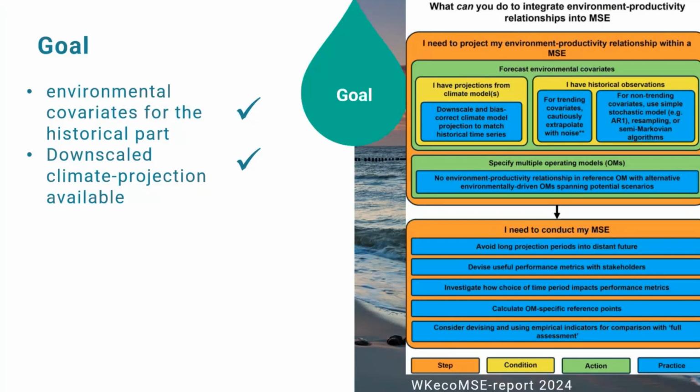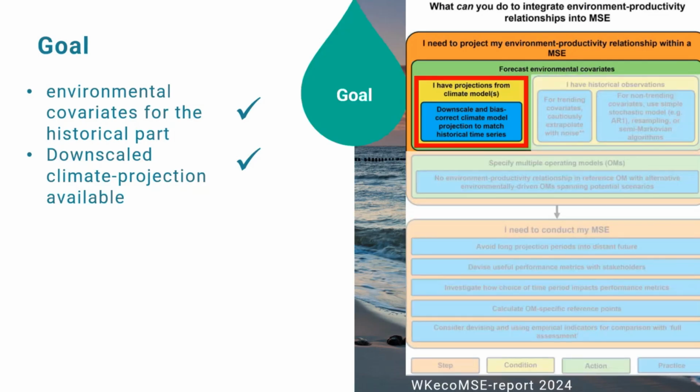So here's again an overview graph from the WK Eco MSE report. This time it's a bit different, although it looks quite the same as the previous one. And okay, now that we have our environmental covariates selected for the historical part, and we also got our hands on some nice downscaled climate projections, we are here now, so all the other parts will come the next days. And what to do now, right?